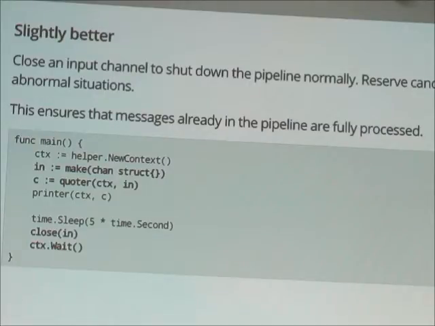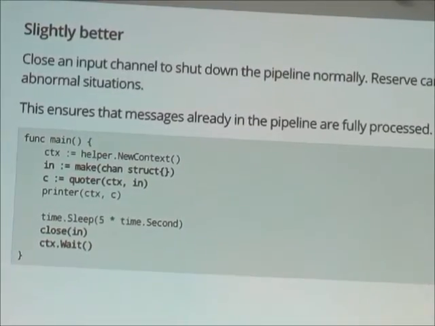The input channel doesn't actually have a type. It has an empty struct, which means you can't actually send a message on it. You can only close it. That's handy if you want to make it super clear that you don't intend to send messages on it. It's just a signal that we trigger by closing the channel. So in this case, we're closing the input channel and then we're waiting.